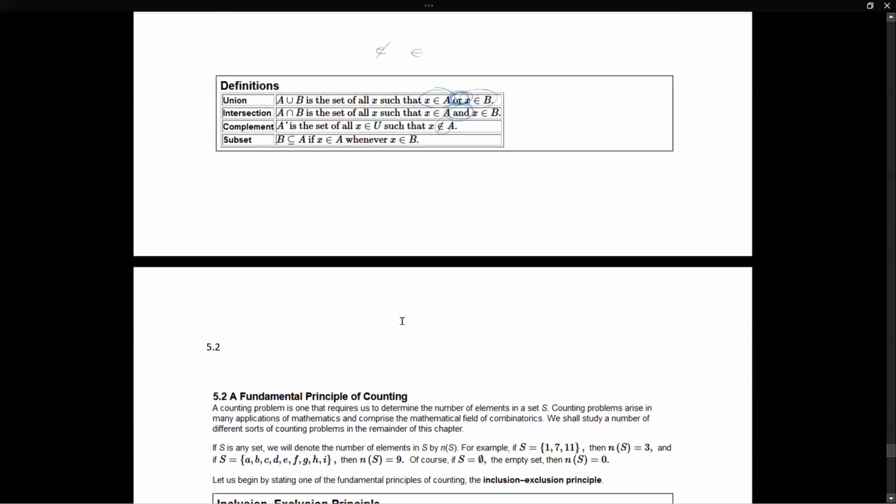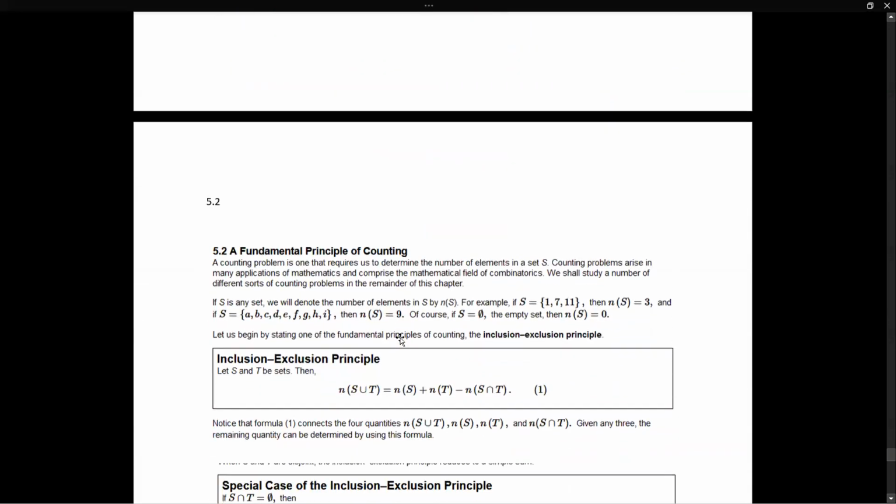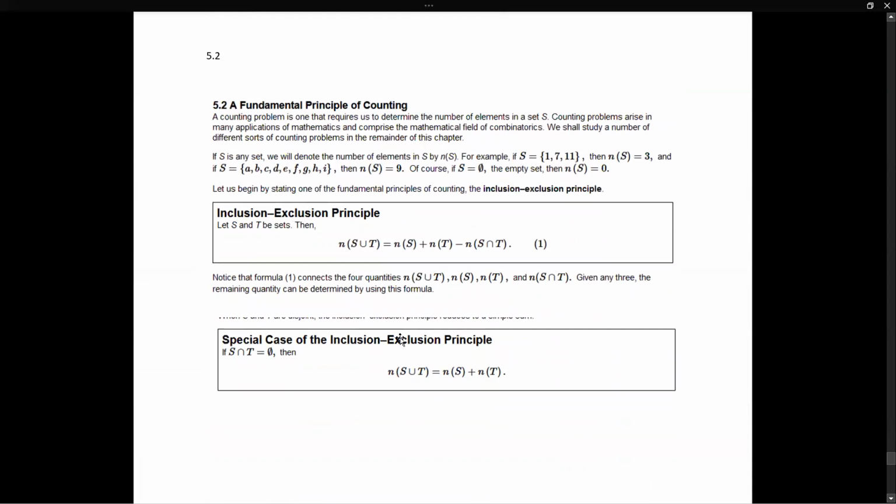And that concludes 5.1. Since this is connected, and 5.2 is kind of the same idea, we'll talk about it here. The fundamental principle of counting requires us to determine the number of elements in a set S. Counting problems arise in many applications, of course, in math. It's actually a big topic in math, and we'll see some more details later on.